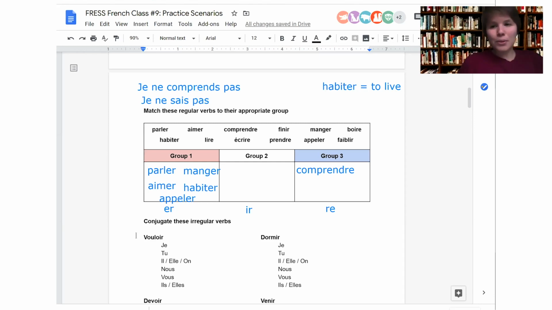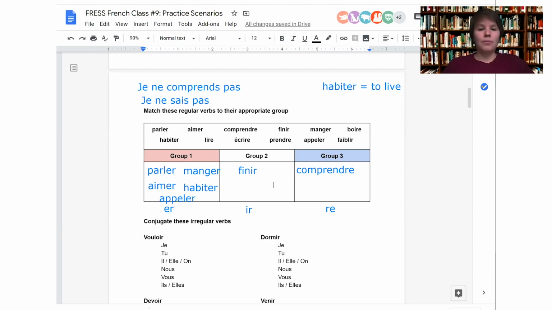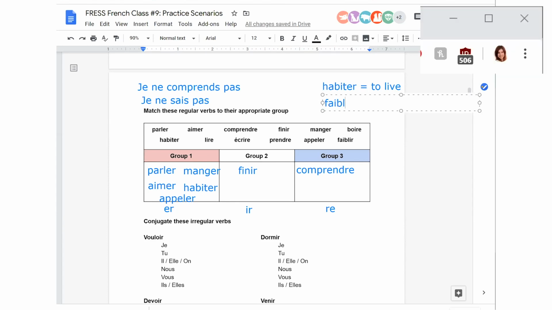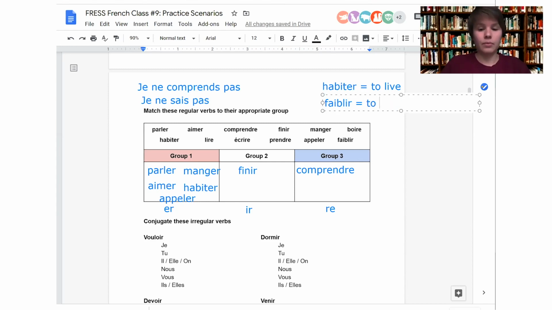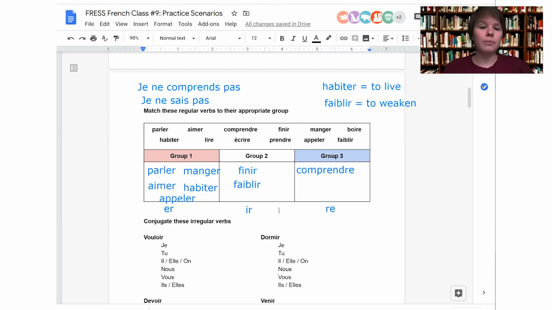Anyone for group 2, guys? Any of the group 2s that you can find? Finir. Excellent. Any others for group 3 or group 2? Because I think we got all group 1. Last word. I don't know how to pronounce it. Faiblir. Faiblir means what? To weaken. So when something gets weaker, or to be weak or to weaken, basically. It's the opposite of strong or to strengthen something. Not a very common verb, but I just wanted to show you that there are some verbs in group 2, basically. Not very many. Again, it's one of the rarer groups for verbs.